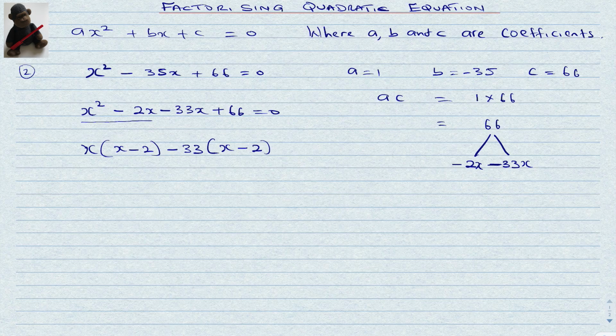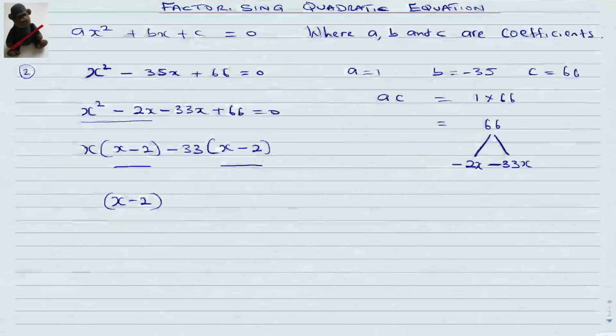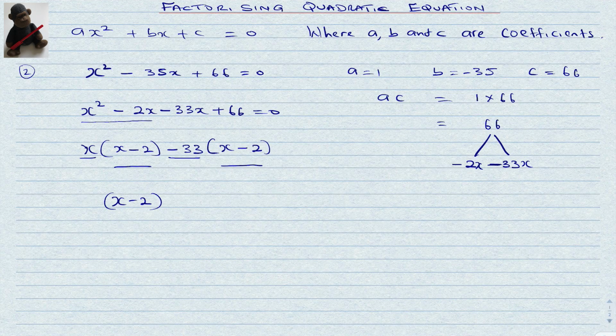And therefore, we notice that we're left with two common factors, and if that's not the same, then you're not doing it right. So you have to get the same common factor. So that's our first factor, x minus 2. And what's left is x and minus 33, so that will be x minus 33. Those are our factors. And then obviously we equate it to 0.